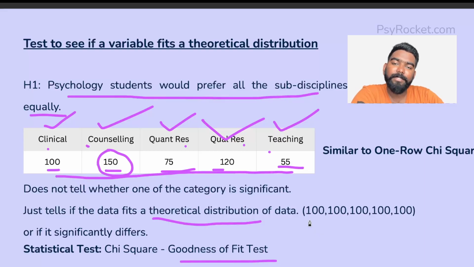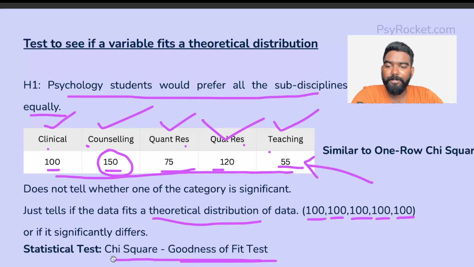See, if this hypothesis is true, psychology students would prefer all the subdisciplines equally. If that is true, what should actually happen? All the subdisciplines should get interest from 100 students, right? When you ask 500 students, but here it is departing. Whether this departure, this difference, is significant or not, we will say with a goodness of fit test, and we will use chi-square only.